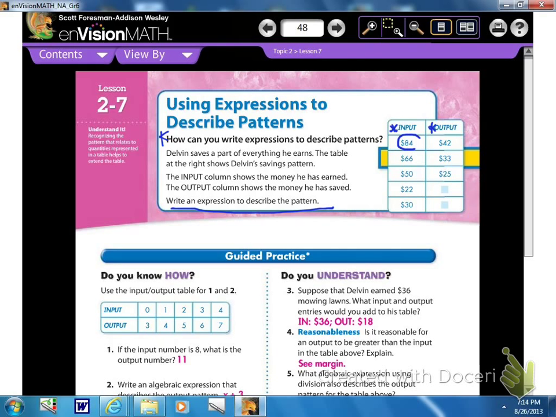Well, if he makes $84, he saves $42. If he makes $66, he saves $33. If he makes $50, he saves $25. What is he doing to the input to get the output? So what I want you to think about is, think of the input as X. What am I doing to X to get my output? Alright. And then, if you can do that, you can go ahead and fill in the rest of the pattern here, and the rest of the input-output box.